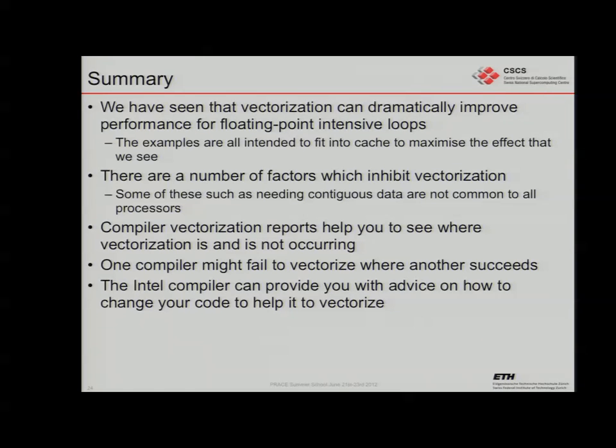Some of them aren't necessarily going to be there on all processors or all instruction sets, I should say. And some of them are also not on all compilers. The vectorization reports are useful. Hopefully you've found them useful, and a guide as well that can be useful. You've seen that one compiler can fail to vectorize where another can succeed, but at least you know, therefore, there is a way of vectorizing if one of them can succeed. And succeed doesn't mean that it just says, I've vectorized it, but it actually delivers a speed up. And as we said, the Intel compiler can provide you with advice on how to change your code to help it to vectorize.